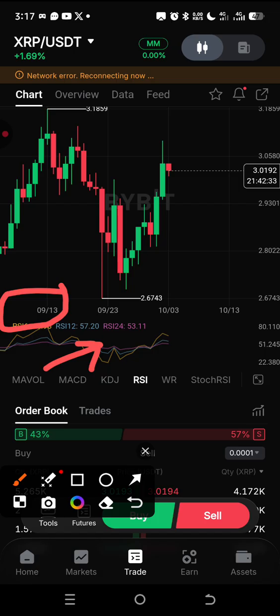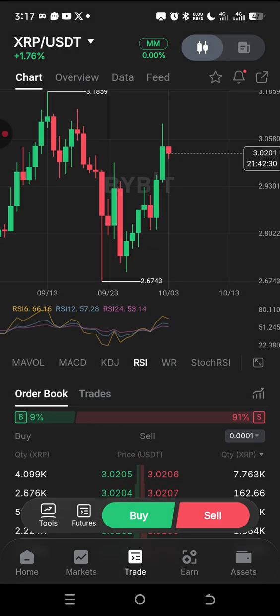As it is here right now, if you look closely, what is the reading of the RSI? The reading of the RSI is 66.23. It's already approaching 70, meaning the market is getting overbought. Sellers are entering the market, as you can see right there, red.